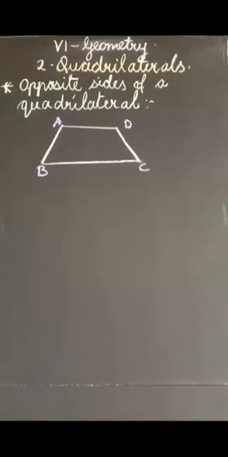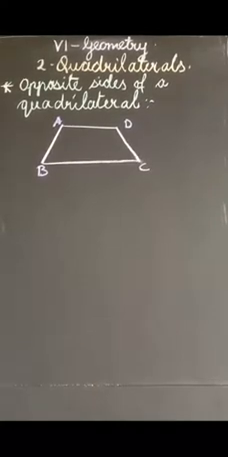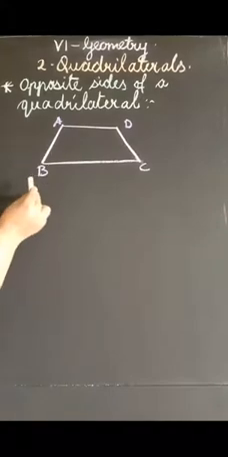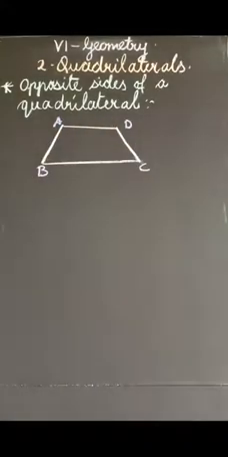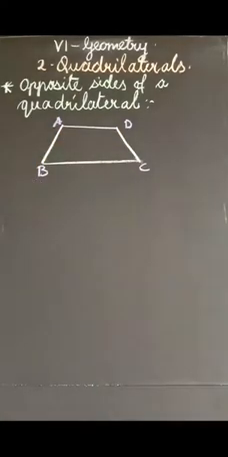So now let's begin with the point, that is opposite sides of a quadrilateral. So we are having a quadrilateral on a board. The name of that quadrilateral is quadrilateral ABCD. Okay, you can also call it as quadrilateral ADCB. Okay, now we are going to learn how to find out the opposite sides of a quadrilateral.